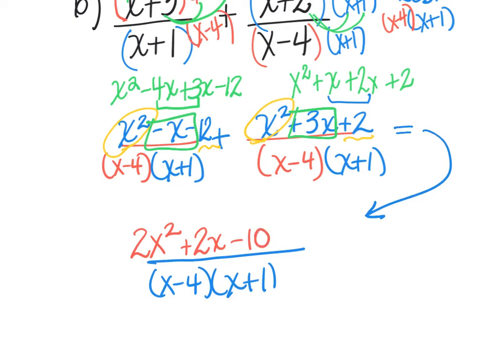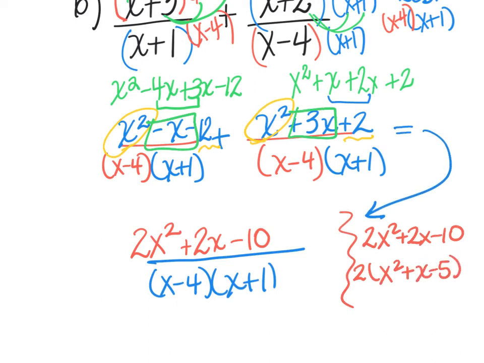Remember, we always want things reduced, so I'm going to go off to the side and just see how I can factor my numerator. So I have 2x squared plus 2x minus 10. Well, first of all, I notice that they share a common factor of 2. So I'm going to pull that out, and that leaves me with x squared plus x minus 5. Then I look to see, are there factors of negative 5 that give me 1? No, there's not. So that's the good news.